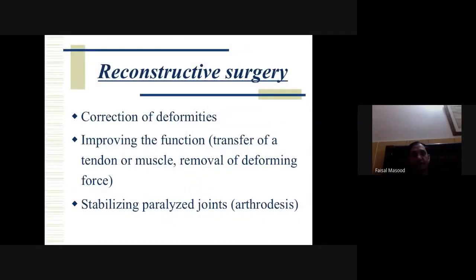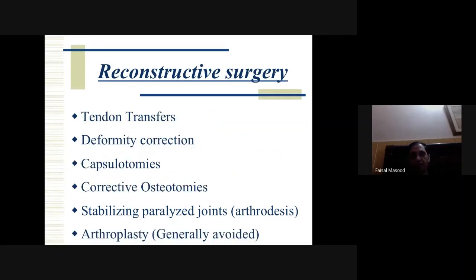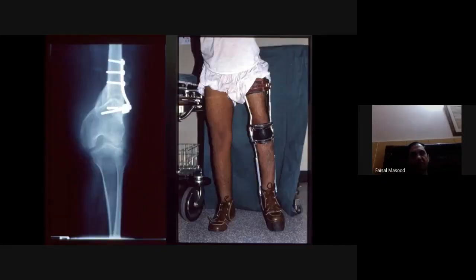Reconstructive surgery: correction of deformities, improving the function and stabilizing the paralyzed joints. These include tendon transfer, deformity correction, capsulotomies, corrective osteotomies, and stabilizing paralyzed joints; arthroplasty is generally avoided. This is a fixed flexion deformity being managed with corrective surgery and a shoe raise, as you can see.